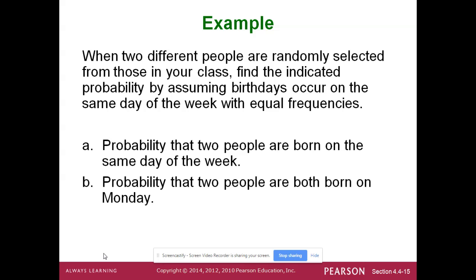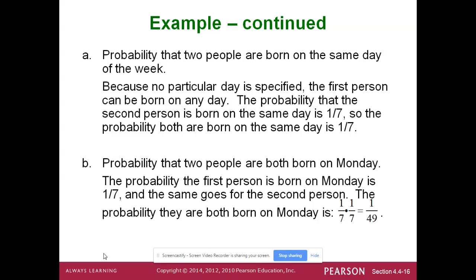All right, so the B part. Let's look at those. Both of them were born on a Monday. So what's the probability of being born on a Monday? 1 out of 7. So the probability of A, the first person, is 1 out of 7. Probability of B, the second person, being born on a Monday: is it affected by the first person being born on Monday? No. Still 1 out of 7. So we're multiplying those two together because they're still independent events. 1 out of 49, which is what as a decimal?